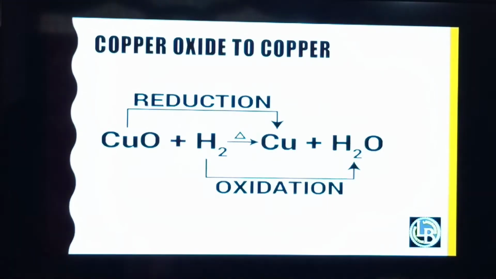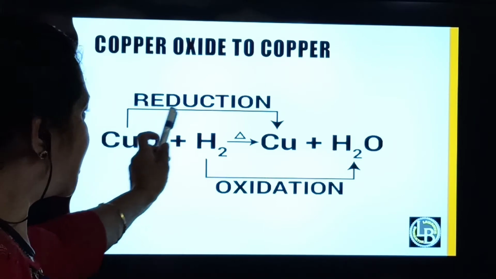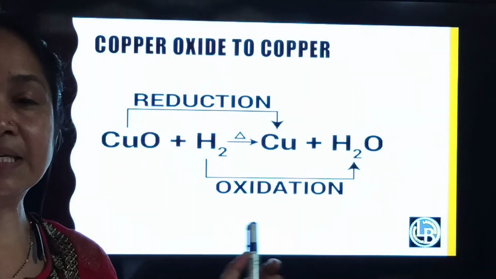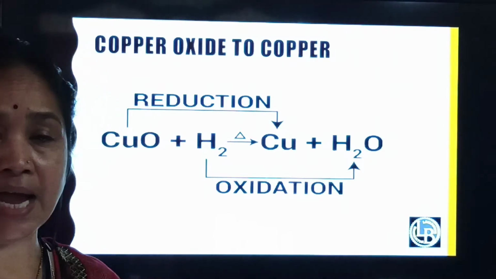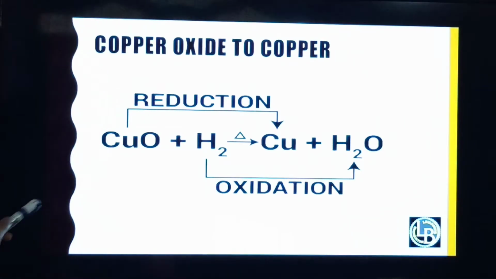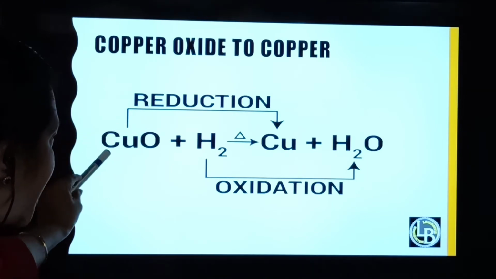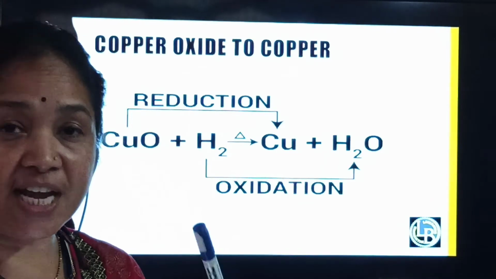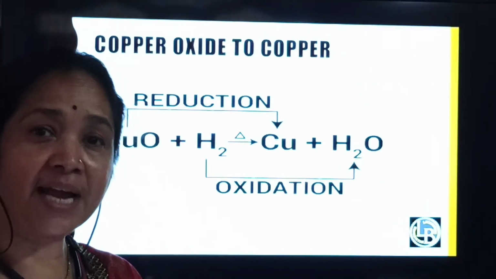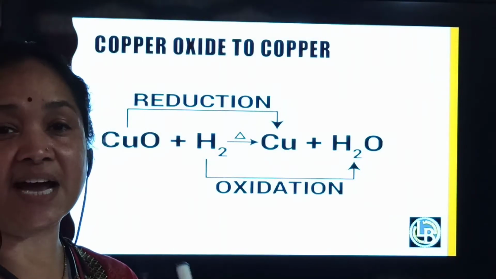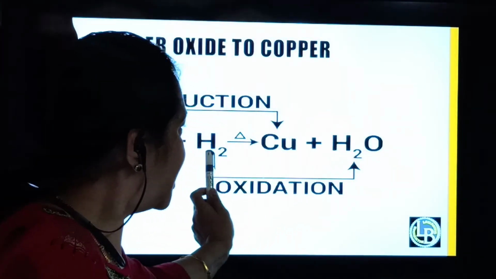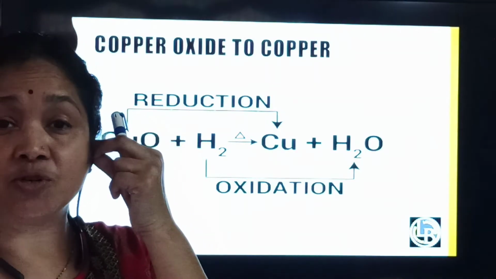Now, you can see the overall representation of redox. You can see how the CuO is converted to copper and H2 is converted to H2O. This is the way a redox reaction is represented. Look at the board here. This particular copper oxide, which has oxygen with it and is ready to supply that oxygen, is called the oxidizing agent. And the substance which is taking oxygen is considered a reducing agent.